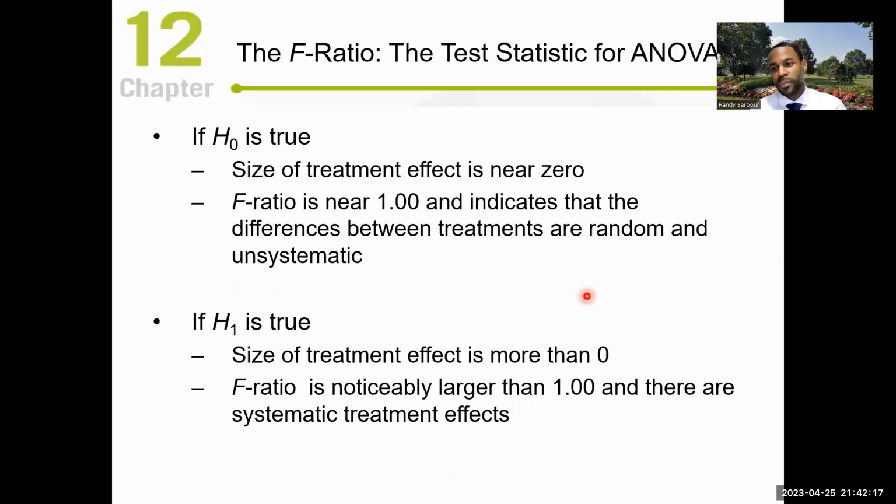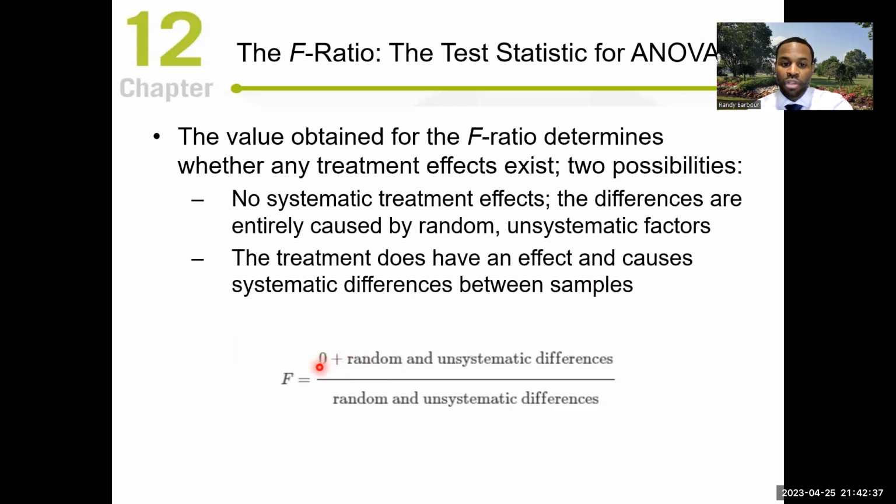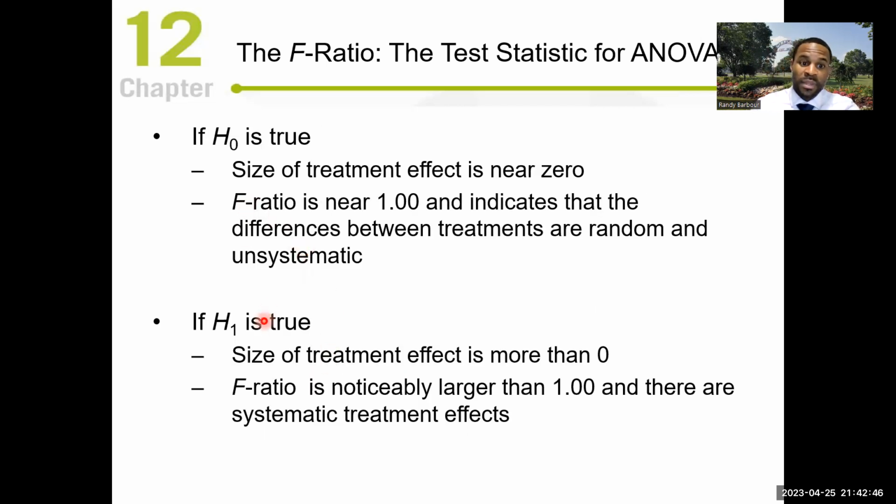Okay, so we'll talk about when we're computing our statistics and hypothesis testing. We'll do that in part 2 of this lecture. But when H null is true, the size of the treatment effect is near 0. So we go back. This is when the null hypothesis is true. This is 0, okay? However, when the alternative hypothesis is true, the size of the treatment effect is more than 0, and the F ratio is noticeably larger than 1, okay? And there are some systematic treatment effects, right?